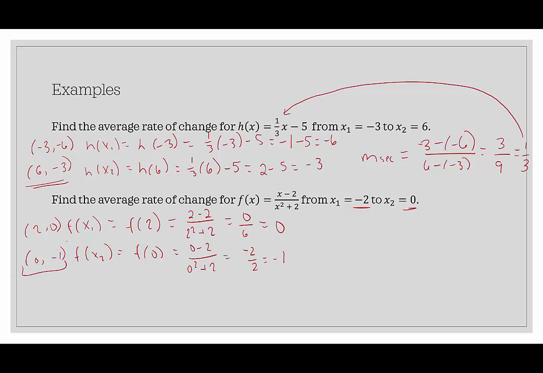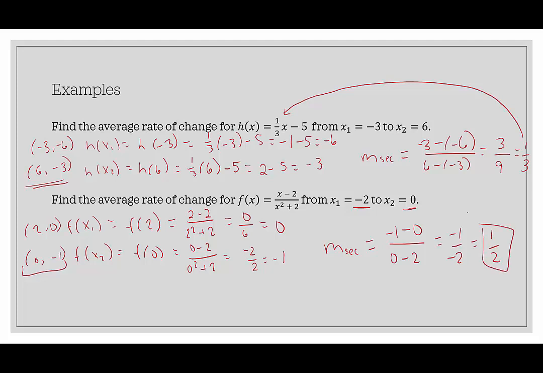Let's plug these in to figure out the average rate of change. The slope of the secant line will be negative 1 minus 0 over 0 minus 2. This one works out really nice. We end up with negative 1 over negative 2, and negative divided by negative is positive. So the slope of the secant line is 1/2.